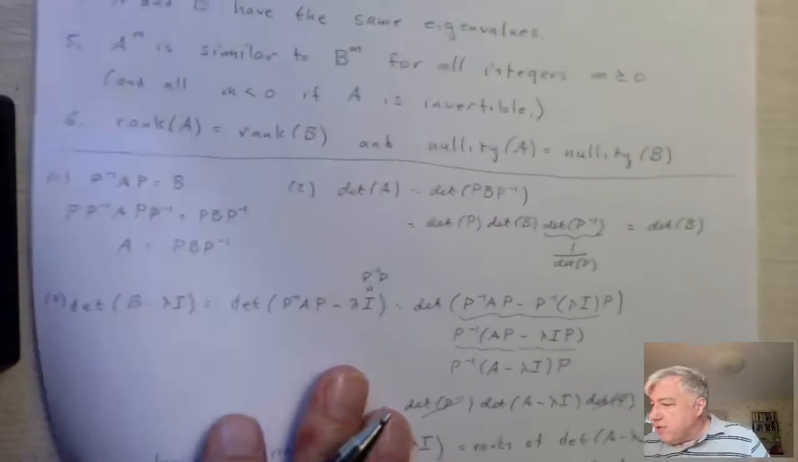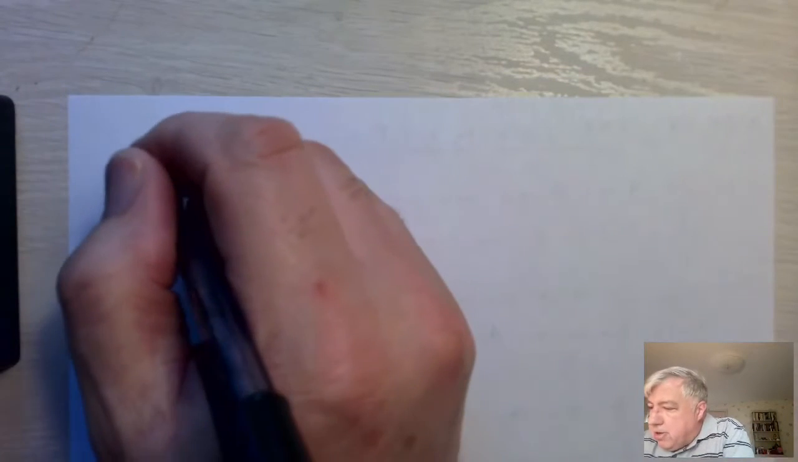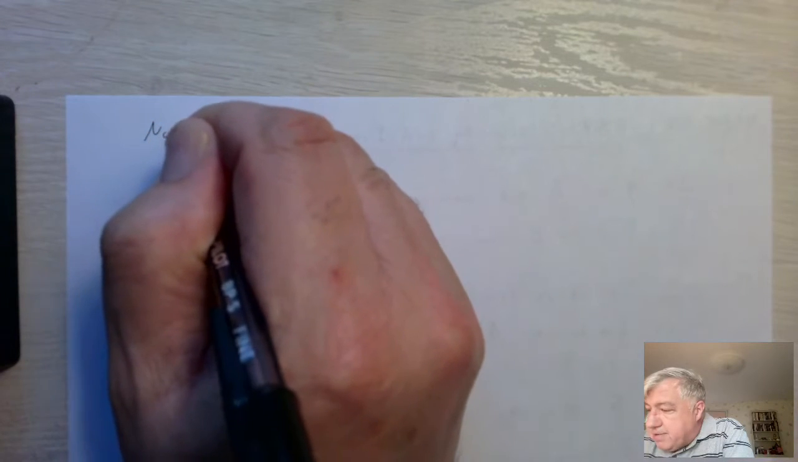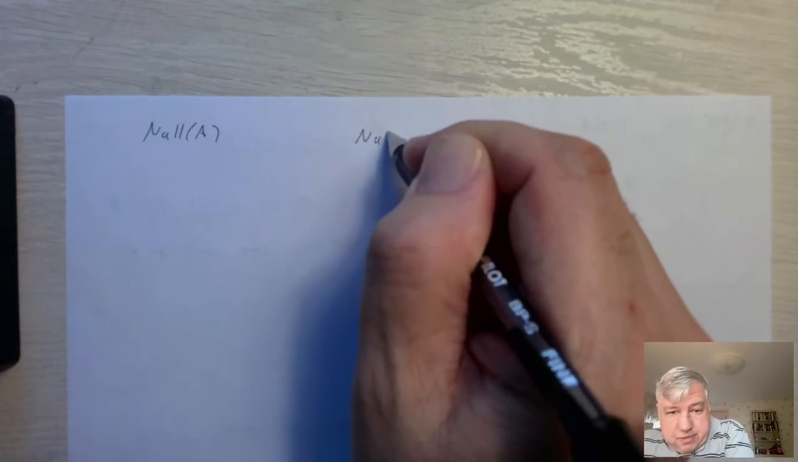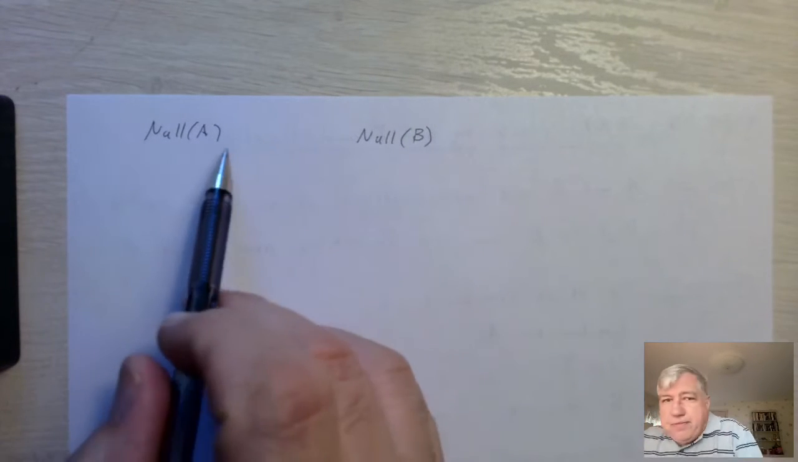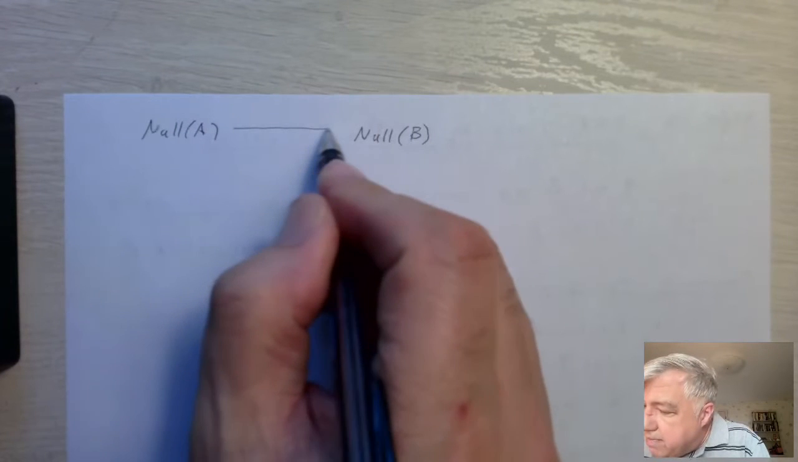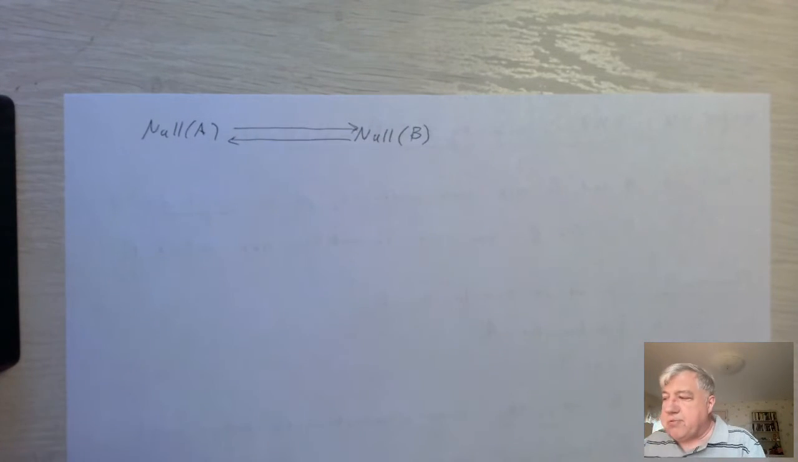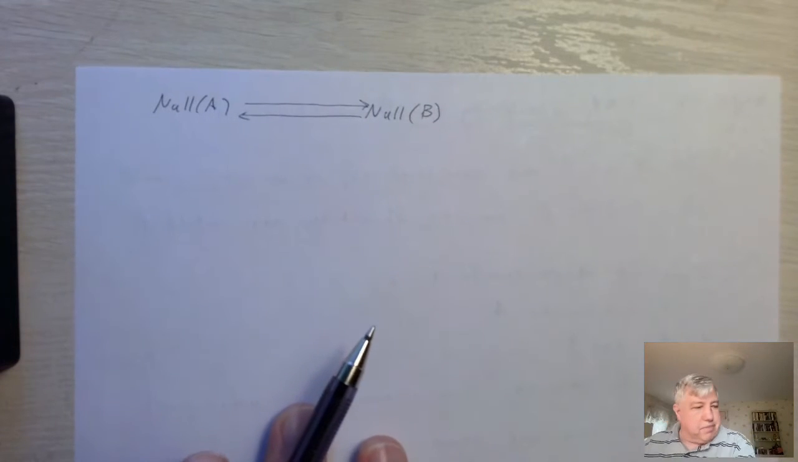All right. For 6, I'll just do this relatively quickly. I don't know if we'll be doing a whole lot with this in the rest of the course, but just to show you, we want to show the rank and the nullity are the same. Well, what we're going to do is consider the null space of A and the null space of B. And we're going to see that they're different, but there's a bijection, or a one-to-one correspondence, between these two subspaces.